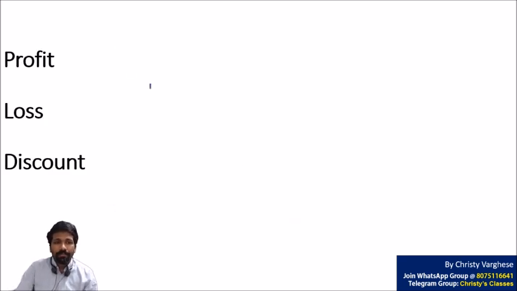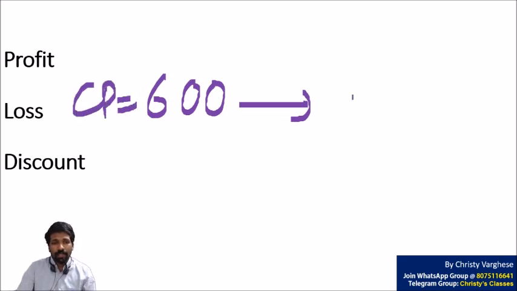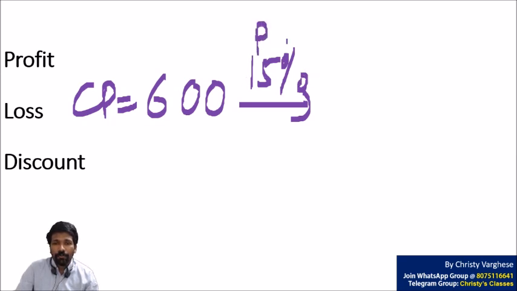For example, I am investing 600 rupees on a product, which in school days was called the cost price, 600 on a product, and I am getting 15% profit on that product. If I am getting 15% profit on that product, what is my selling price?